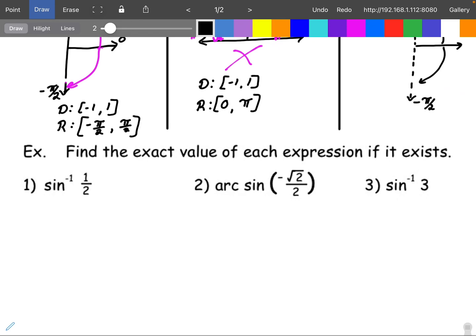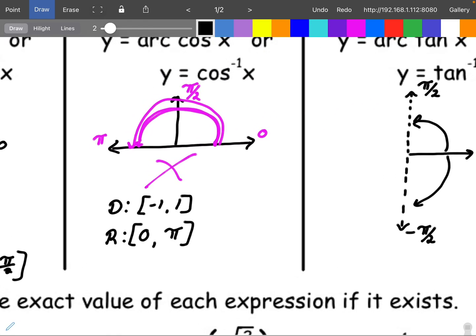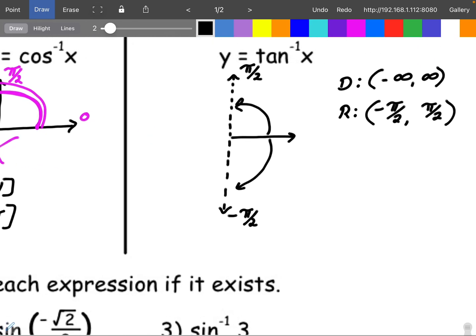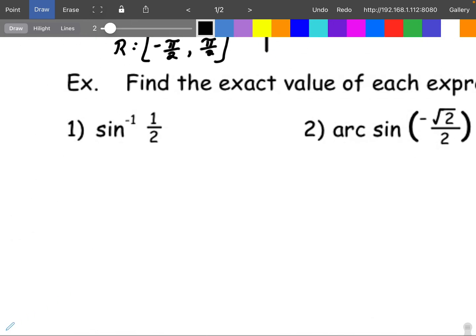All right, so if we look at number 1, we need to find the exact value of each expression if it exists. So the first thing we want to do is, based on which function we're dealing with, determine what two quadrants can that happen in. Can it happen in 1 and 4? Can it happen in 1 and 2? Can it happen in 1 and 4 but not on that y-axis? And we're going to write those two quadrants, and then we're going to figure out where would that actually happen. So sine, we know, occurs in either quadrants 1 or 4. So those are the two possibilities for our quadrants for inverse sine.